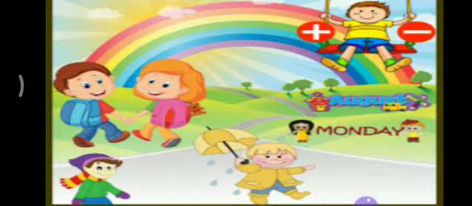Okay, look at the picture. The girl and the boy are playing. Yes? Yes, of course. Now, maybe the sun is shining, maybe it is raining. Yes?